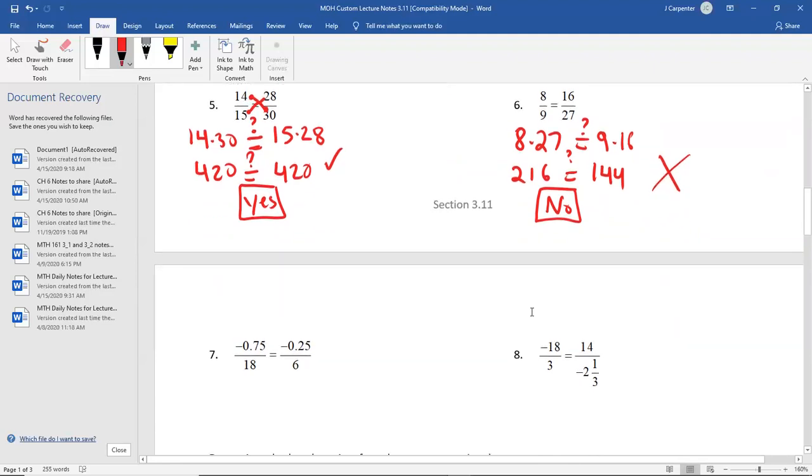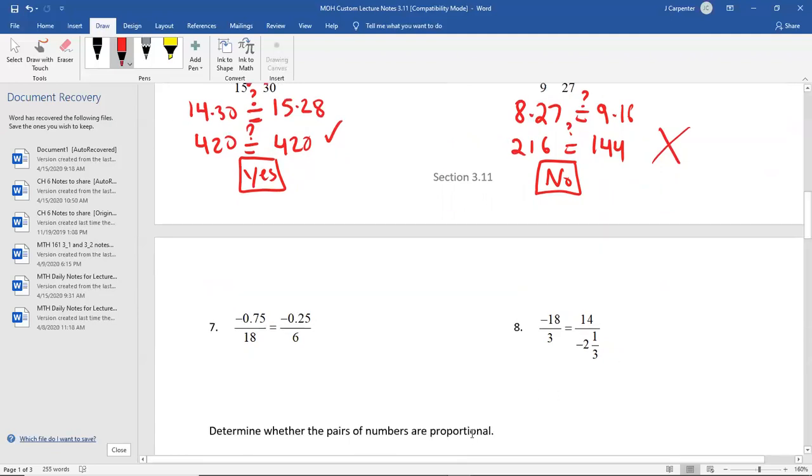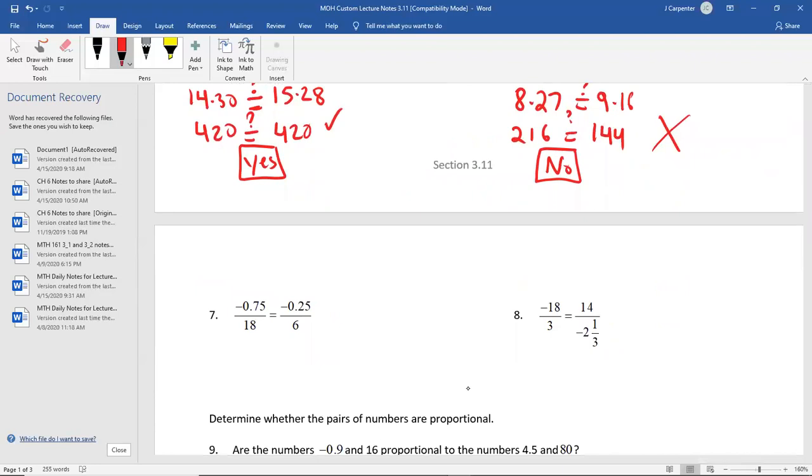All right, number 7. We got negative 0.75 over 18 is equal to negative 0.25 over 6. So we're going to cross multiply. Now, some people will say, hey, you're not supposed to have decimals and fractions. Let's move that decimal right twice and then do the same to the bottom. Yeah, you can, but you're not going to have to because we're just going to do arithmetic here. We're not worried about the particular fractions. We're going to make them go away in a hot second.